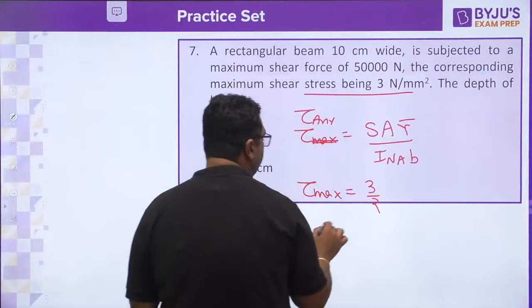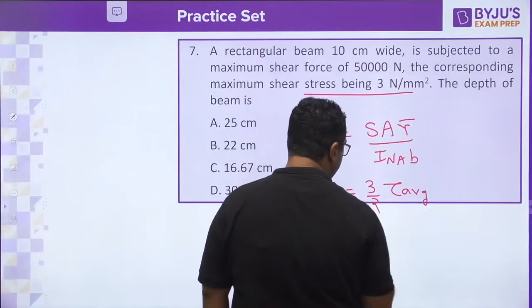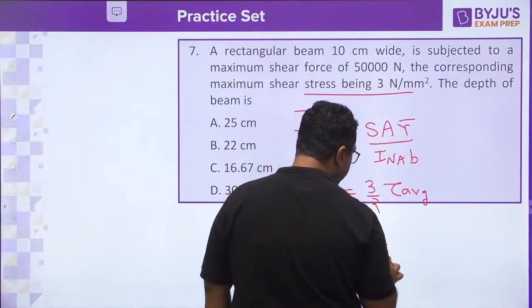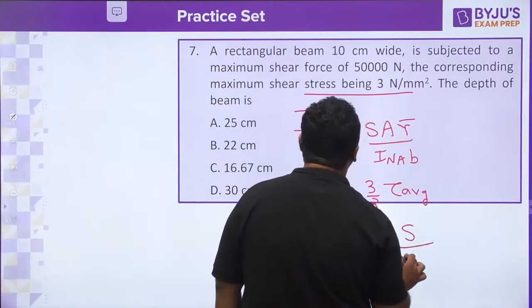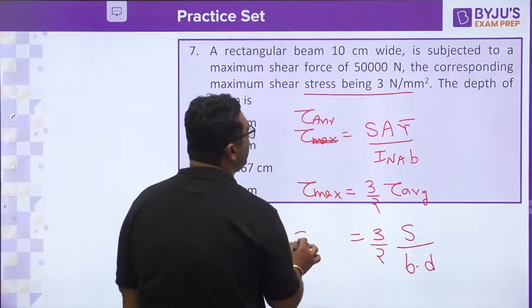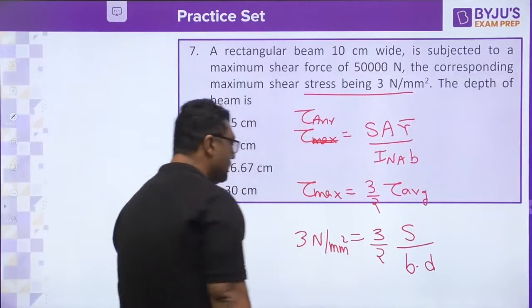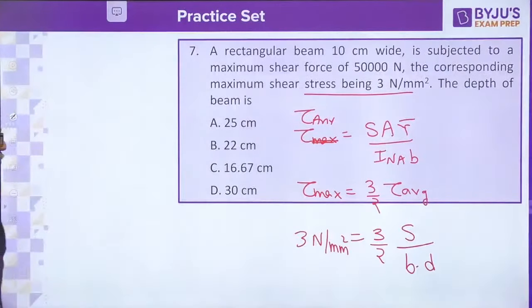Tau maximum is 3 by 2. Sorry, it is a rectangular beam, so it is 3 by 2 tau average. And tau average is force by area, which is width into depth. So this is already mentioned as 3 Newton per mm square, so you need to find out the depth.